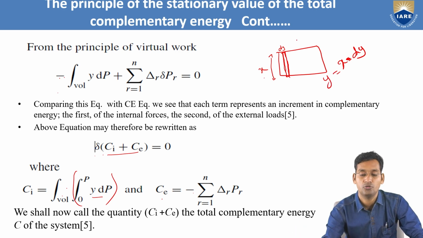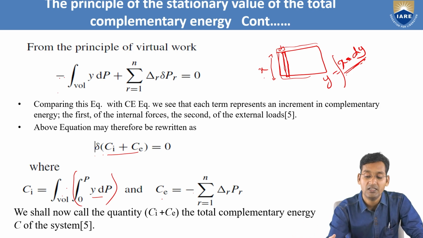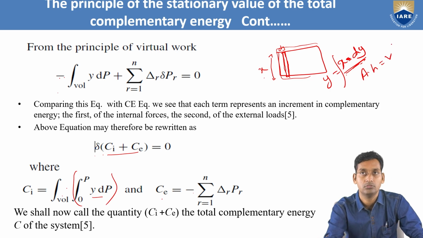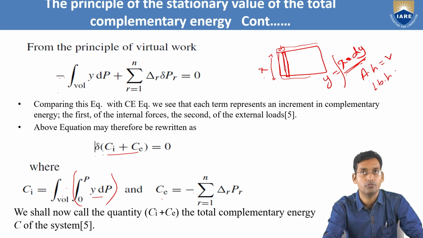Suppose the whole area is A, then A will be the integral of x dy. After integrating this, we will get the area. Now, because here the two dimensions are length and width, if you integrate once again, what do we have? Area into height is what? Volume. LBH. For any cube, LBH is the volume.